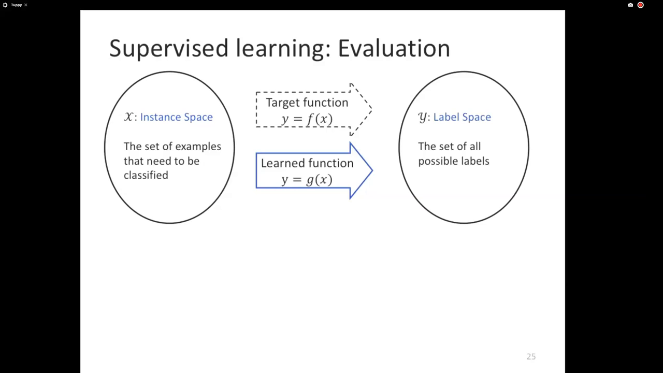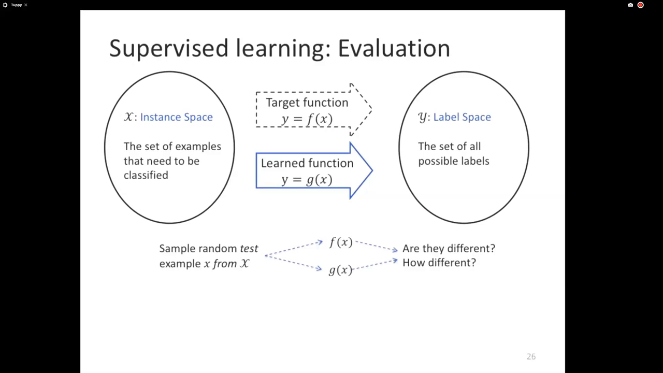And how do we know whether one function is better than the other? The way we evaluate G, because we do not have access to the target function, we still don't know the target function. The true function is always hidden from us. The way we evaluate G is we sample a random example, a test point from the instance space. We imagine that we have a process that allows us to apply F on it, so we get the true label, and we apply G on it and we ask, are these two the same? And if we have real numbers or some way of measuring distance between labels, we can ask how far away from the true label it is.